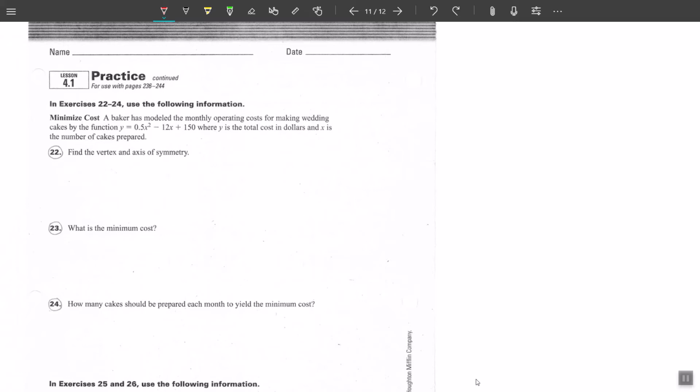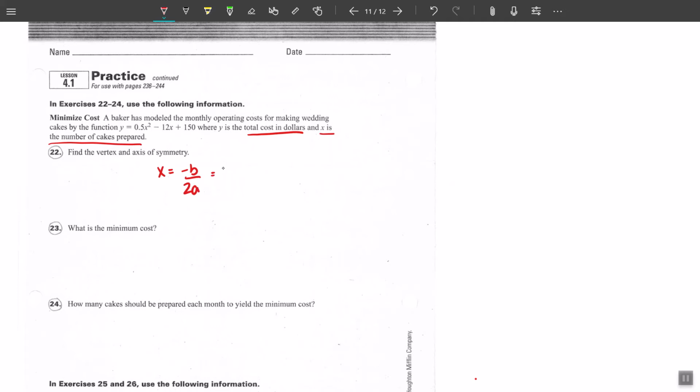A baker has modeled the monthly operating costs for making wedding cakes by this function they've written there, where y is the total cost in dollars, and x is the number of cakes that are prepared. They want us to find the vertex and the axis of symmetry. So this is no different than the other problems we've done. We're going to find the vertex by calculating the opposite of b over 2a.